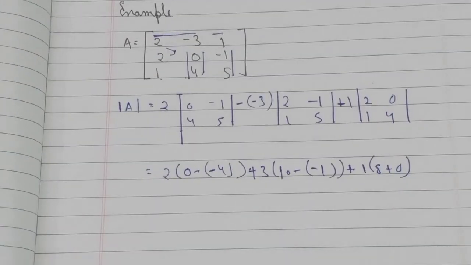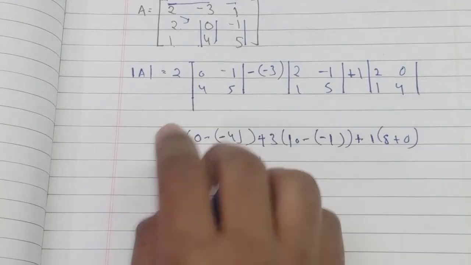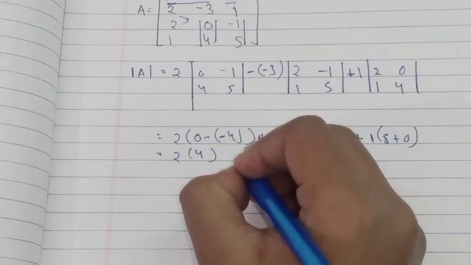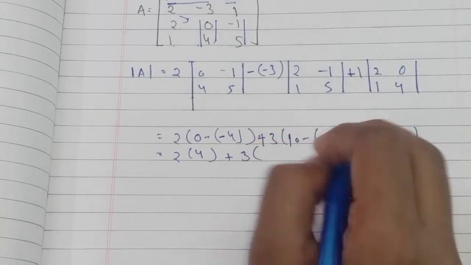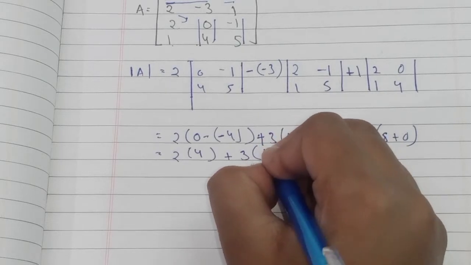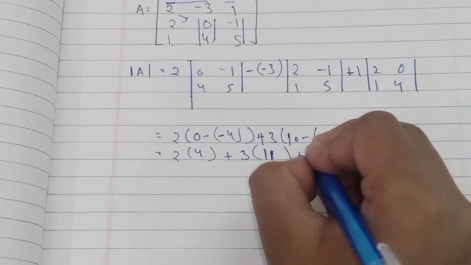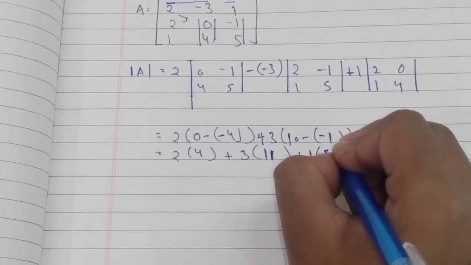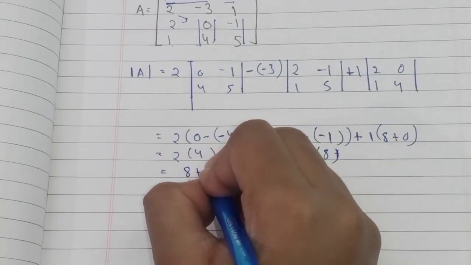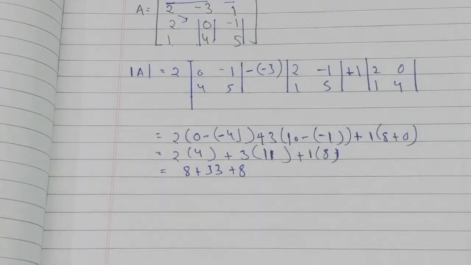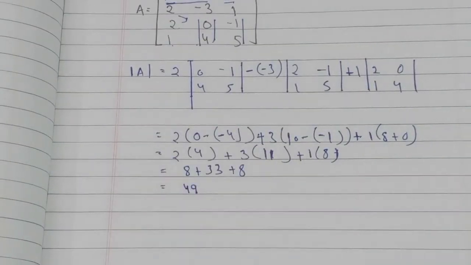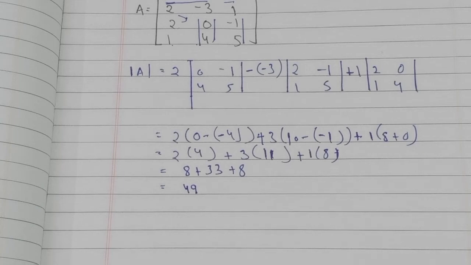Now we simplify, so we get 2 into 0 plus 4, that's a 4. Minus into minus is a plus, so we got 4, plus 3 into 10 minus minus 1, that's 10 plus 1, so that's 11, 3 into 11, plus 1 into 8 plus 0, that's 8. So we get 8 plus 33 plus 8. Now we add this, we get 49 as the answer.